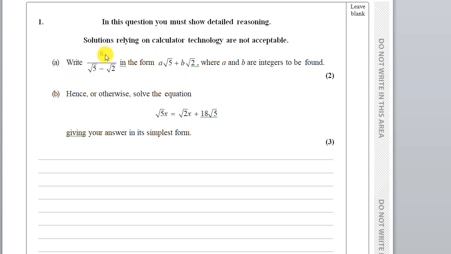1a, write 6 divided by square root of 5 minus square root of 2 in the form a square root of 5 plus b square root of 2, where a and b are integers to be found. Let us start to solve this question. This is part A.